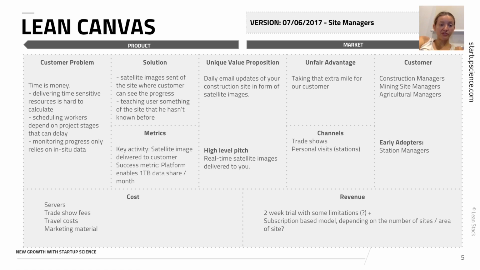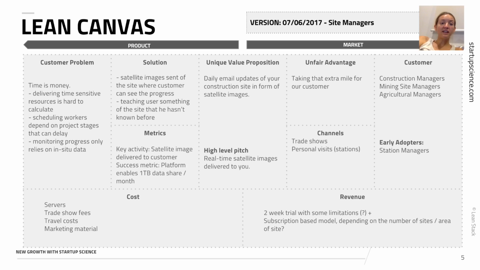We believe that their problem is that time is money, and delivering time-sensitive resources is hard to calculate sometimes, and scheduling workers always depends on the project stages, and those stages can delay. So monitoring is important for them, and monitoring progress is usually in situ data only, so they don't have access to data that is outside of their scope. So satellite data can fix this problem.